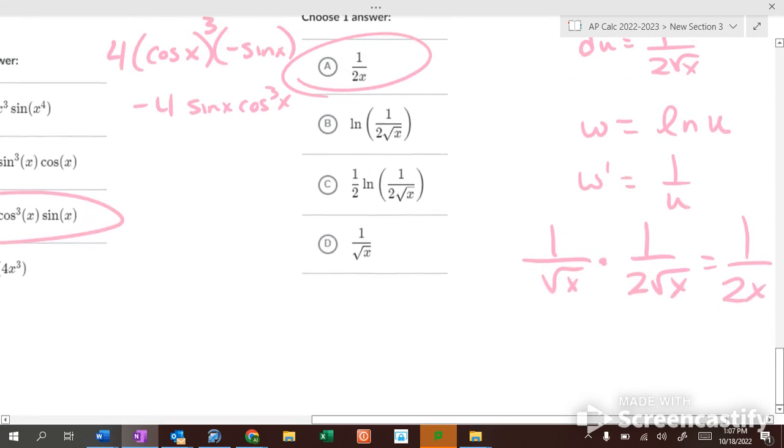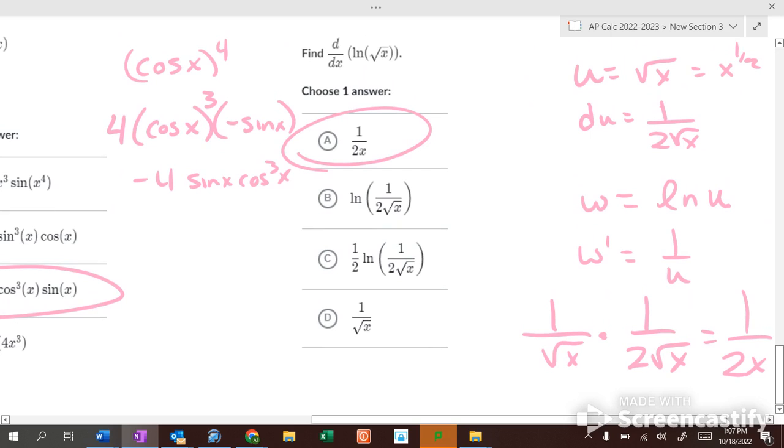Okay, so chain rule. We're going to be doing more chain rule on Thursday. We're going to add to the chain rule a little bit on Thursday.